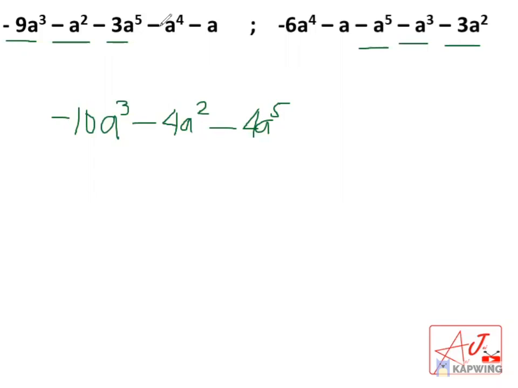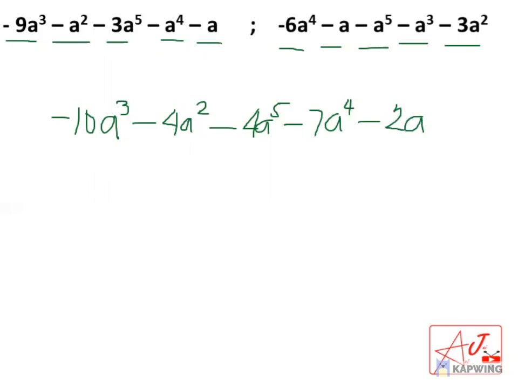Next, we have a to the fourth. Sa kabila, meron din tayong a to the fourth. Parehas naman negative, kaya negative pa rin. Dahil parehas sila ng sign, i-add natin. And 6 plus 1 is 7. Then copy lang natin yung variable na a to the fourth. Next, we have negative a dito at may negative a ulit tayo. Parehas na naman sila ng sign, so ibig sabihin, i-add natin. And 1 plus 1 is equal to 2a.